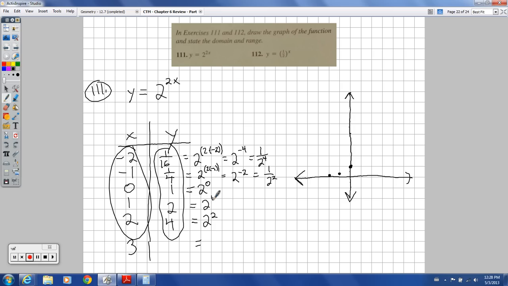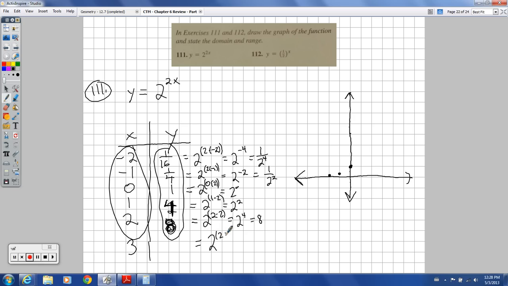So this one, this was supposed to be 2 to the 2x. So this would be this times 2 still, which would still be 2 to the 0. But this one should be 2 to the 1 times 2, which would be 2 squared. This one should have been 4. I'm sorry about that. And then this one should have been 8 instead, because this would be 2 times 2 here, which would be 2 to the 4th, which would equal 8 there.